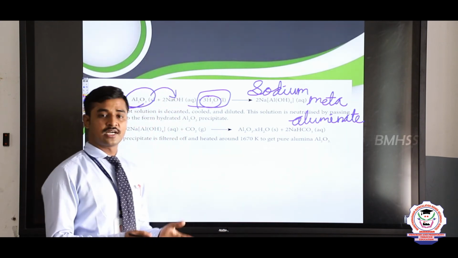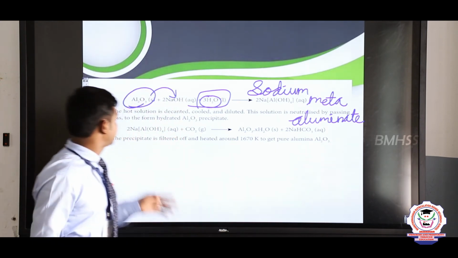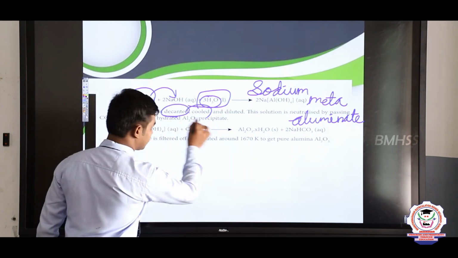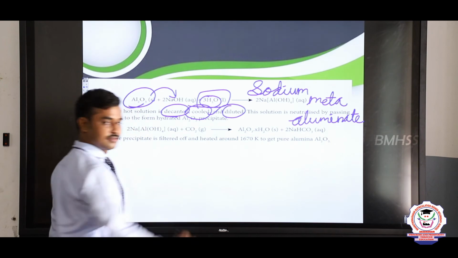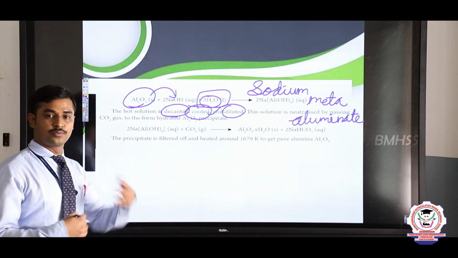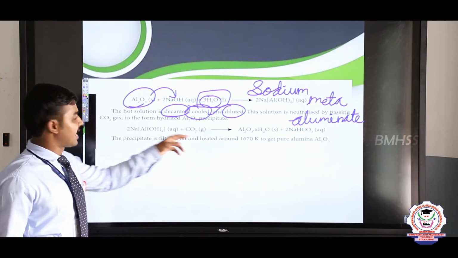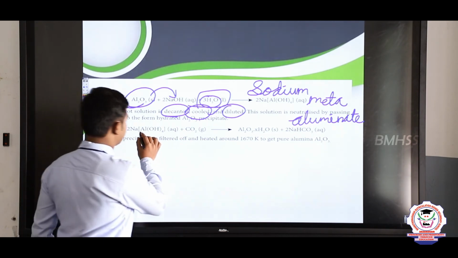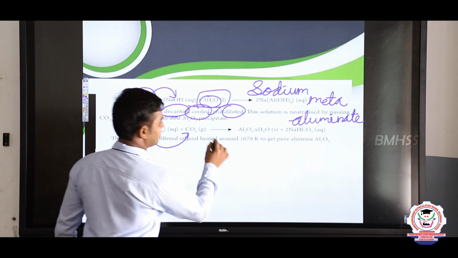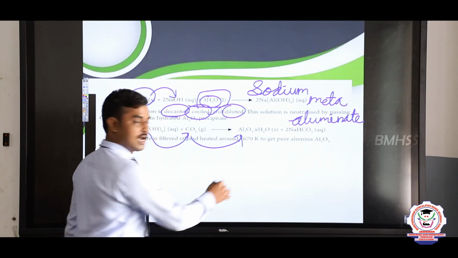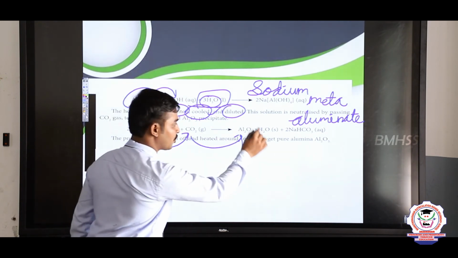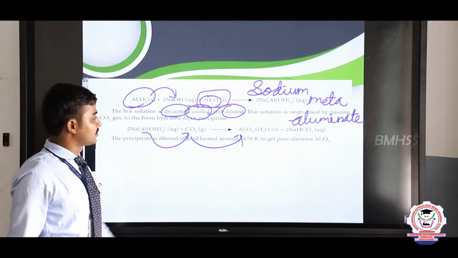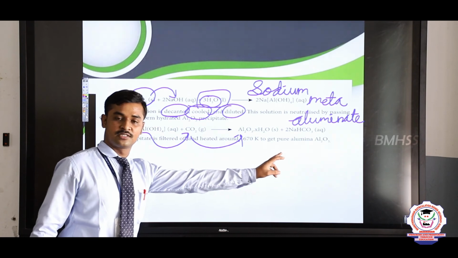The sodium meta-aluminate obtained is very hot. It is first cooled, decanted, and then diluted. So it attains room temperature. After that, we can add carbon dioxide gas to the complex. So the sodium meta-aluminate reacts with carbon dioxide to form aluminum oxide monohydrate. The number of hydrate molecules can differ. So aluminum oxide hydrate is obtained.